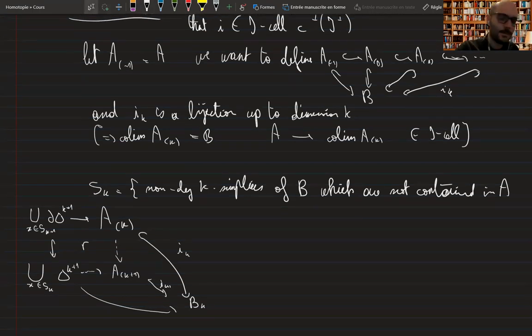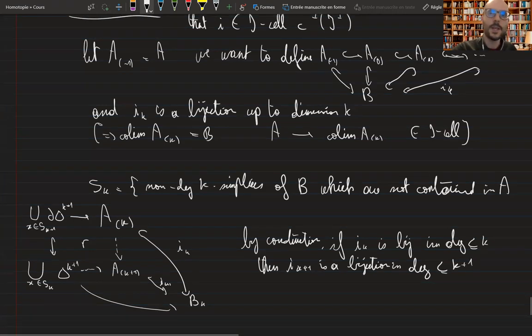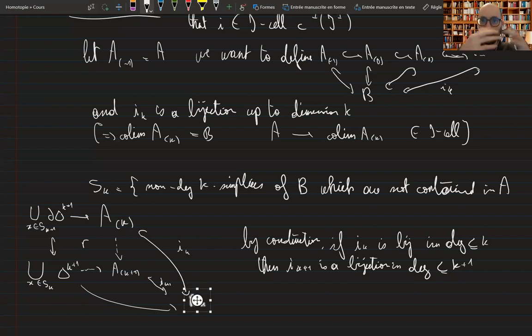All right. And by construction, if IK is in bijection in degree less than K, then IK plus one is a bijection in degree less than K plus one. All right, because we have only glued non-degenerate simplices in degree K plus one, and we have glued just enough simplices in degree K plus one such that we get actually what we want. All right, yes, it should be SK plus one.